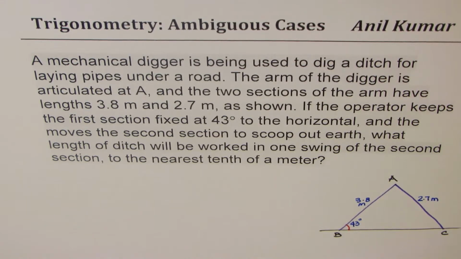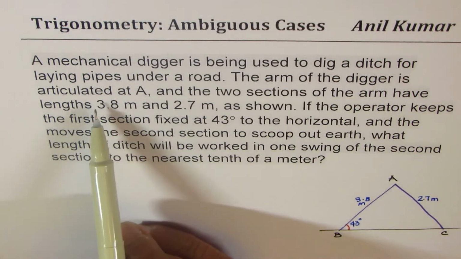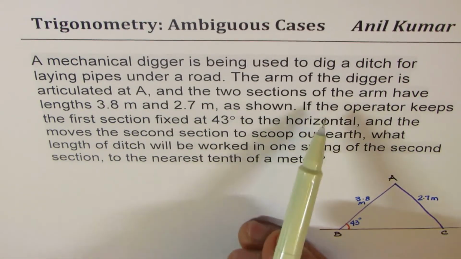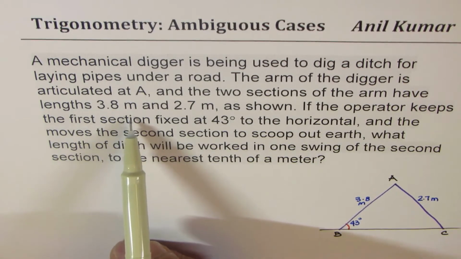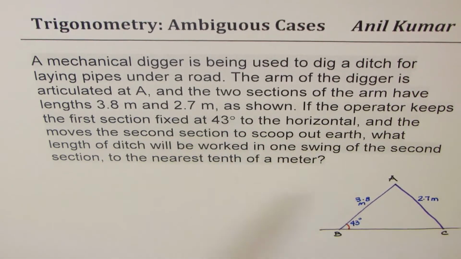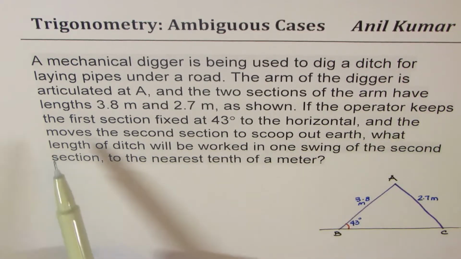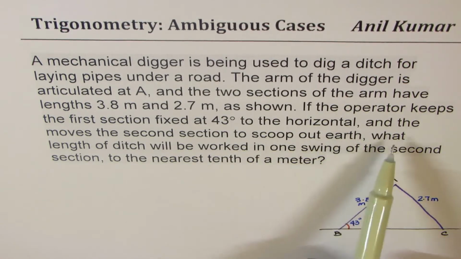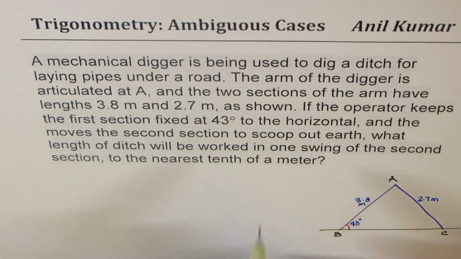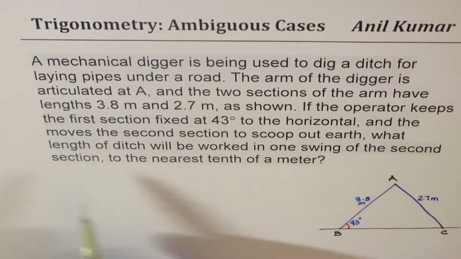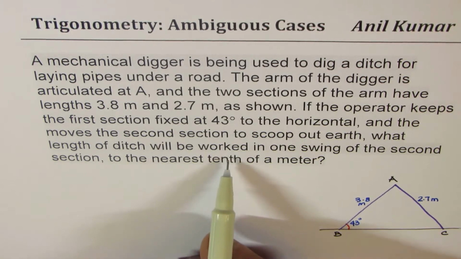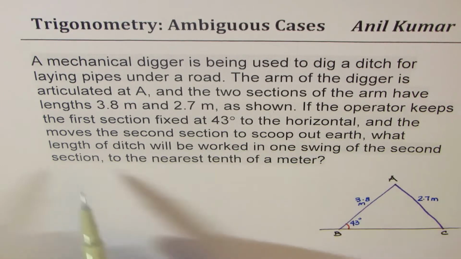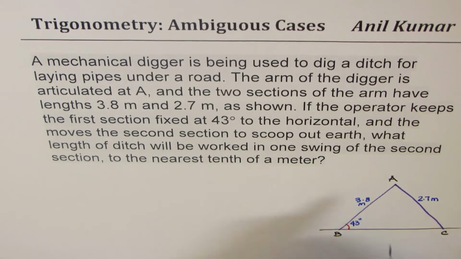The question here is, a mechanical digger is being used to dig a ditch for laying pipes under a road. The arm of the digger is articulated at A, and the two sections of the arm have lengths 3.8 meters and 2.7 meters as shown. If the operator keeps the first section fixed at 43 degrees to the horizontal, and moves the second section to scoop out earth, what length of ditch will be worked in one swing of the second section to the nearest tenth of a meter, right?